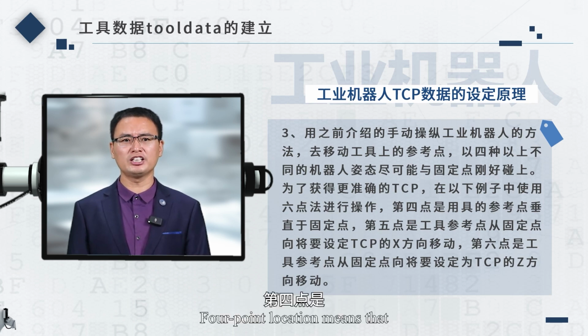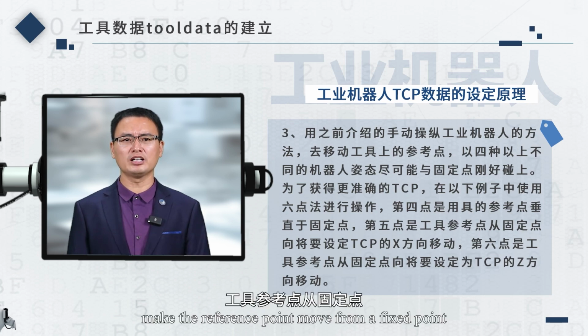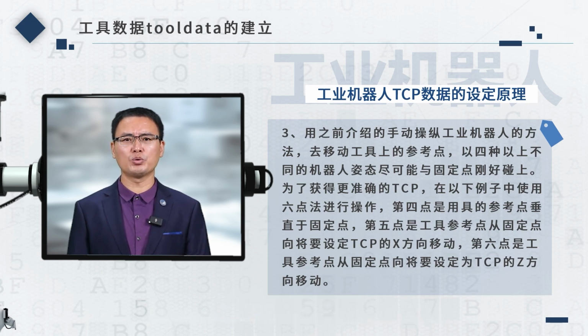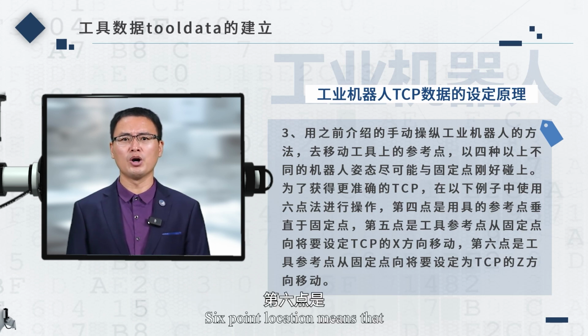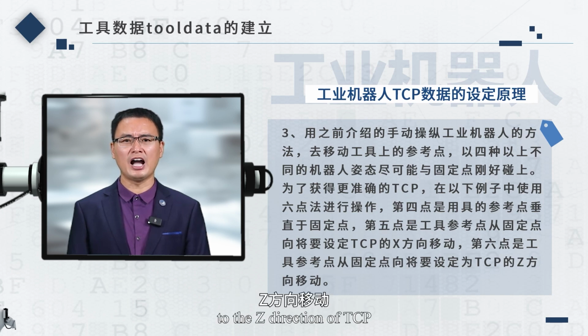4-point location means that make the reference point of the tool perpendicular to the fixed point. 5-point location means that make the reference point move from a fixed point to the x direction of TCP. 6-point location means that make the reference point move from a fixed point to the z direction of TCP.